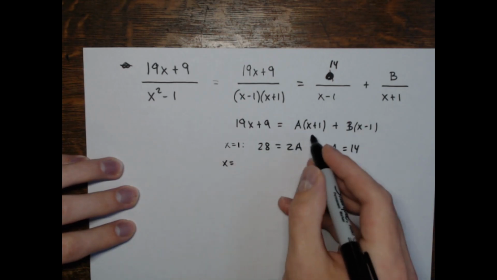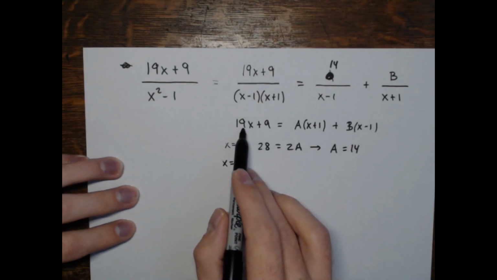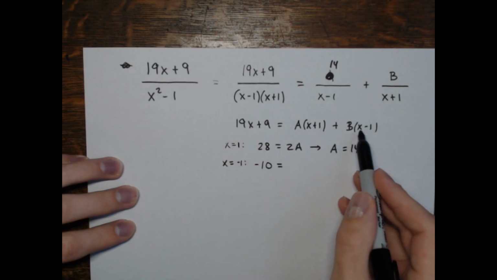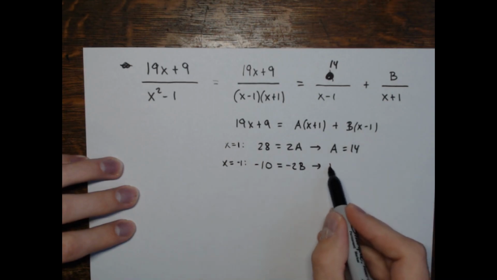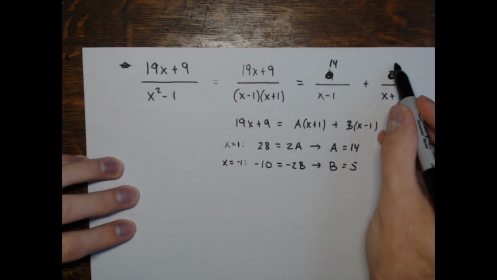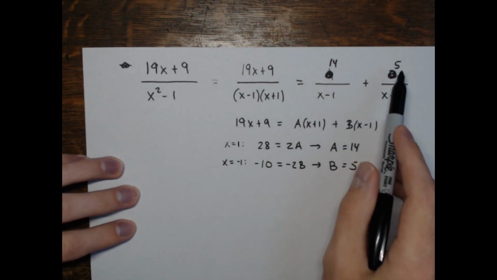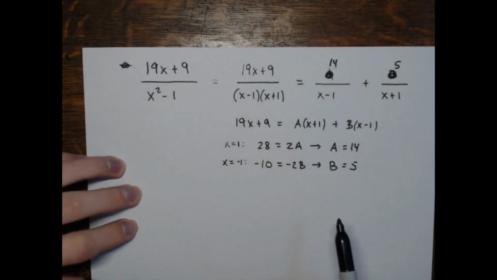So this is 14 over x minus 1. And if I want to solve for B, I could easily let x equal negative 1. On the left side here, that'd be negative 19 plus 9, which is negative 10. And over here, it'd be negative 2B. So B must be positive 5, right? So we have 14 divided by x minus 1 plus 5 over x plus 1. This sum would be equal to our function.